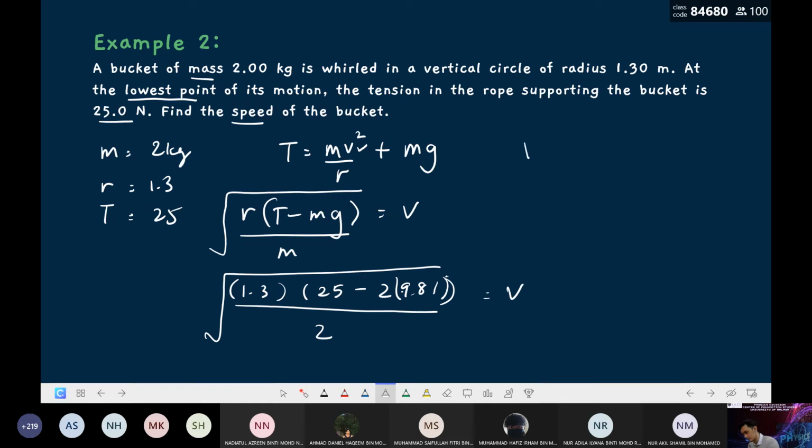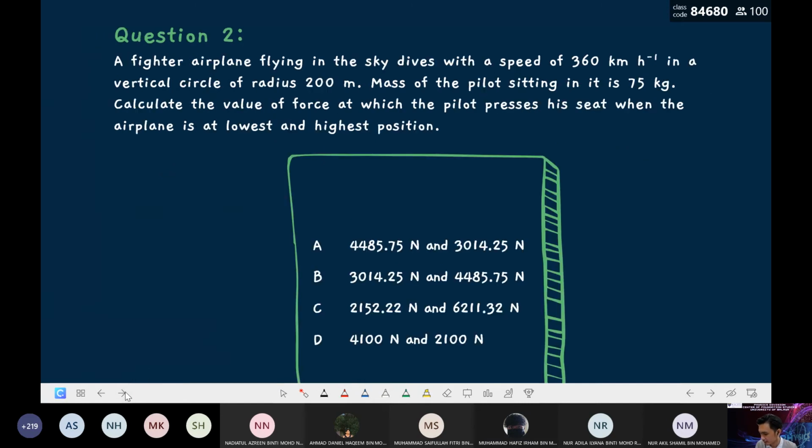Okay, boleh tolong kira? 1.87. 1.87 meter per second. Okay, now example question yang you guys perlu buat. Inilah dia, ini sama question 1 tadi sama dengan yang ini yang Saiful tanya tadi. A fighter airplane flying in the sky dive with a speed of this in a vertical circle of radius 200. Mass of the pilot sitting in it is 75. Calculate the value of force at which the pilot presses his seat when the airplane is lowest and highest.